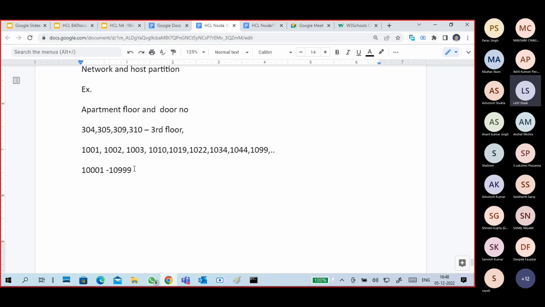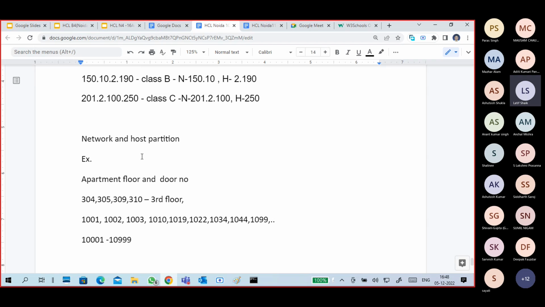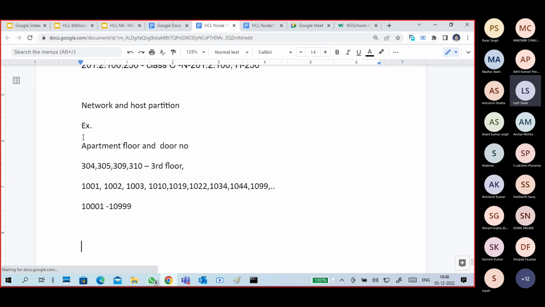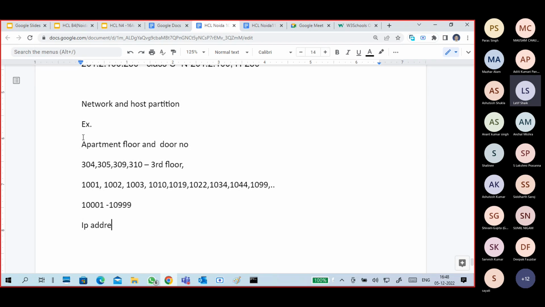Pin numbers, roll numbers, how will we divide them batch-wise, section-wise or group-wise, like ECE branch, EEE branch, mechanical branch, like that. In the same way, the IP address is divided into network and host portions. IP address is divided into 5 classes, and any IP address you take is divided into network portion and host portion.